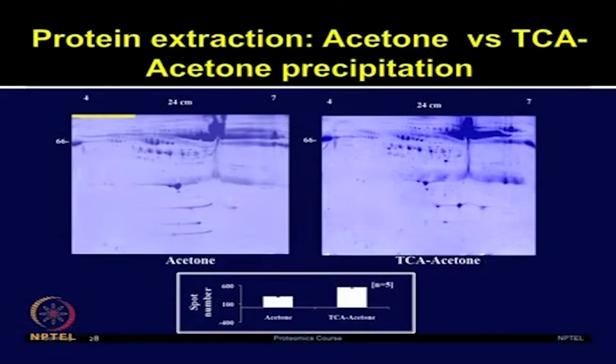So, we used this modified procedure of TCA acetone precipitation, where we used depleted, desalted and sonicated serum. We also compared the effect of acetone alone or TCA acetone precipitation. As you can see in this slide, the left one is showing the overall protein spots present in the acetone alone treatment, and the right side is showing the TCA acetone precipitation. So, overall more spots were resolved on the TCA acetone precipitated gel.